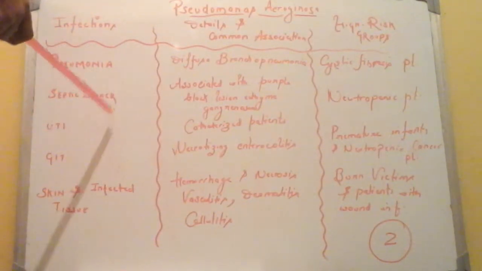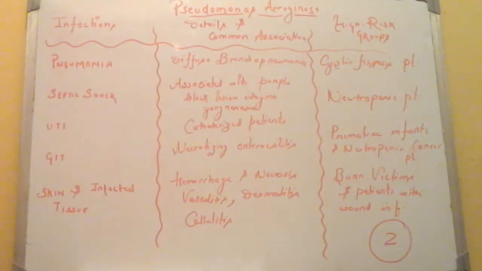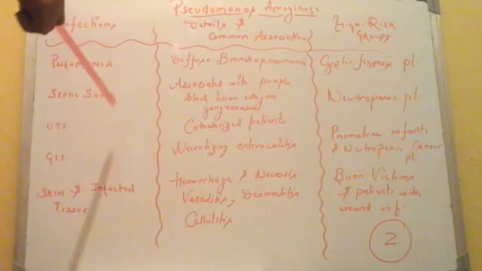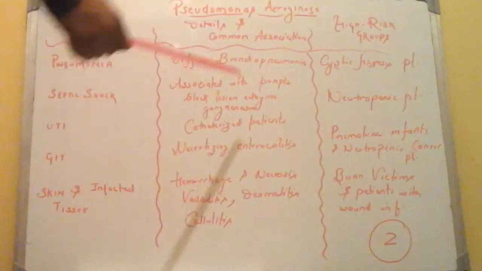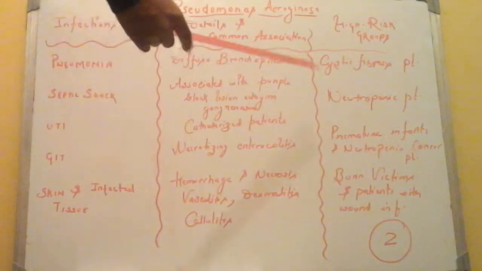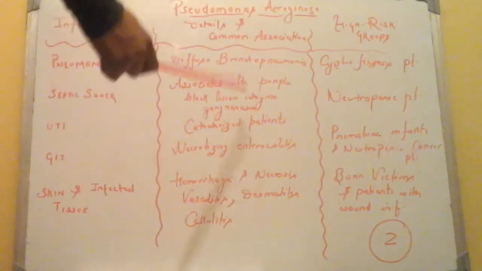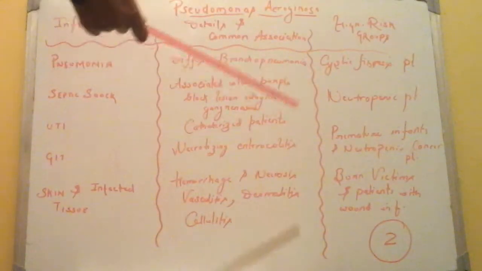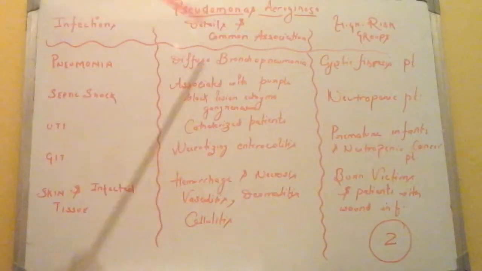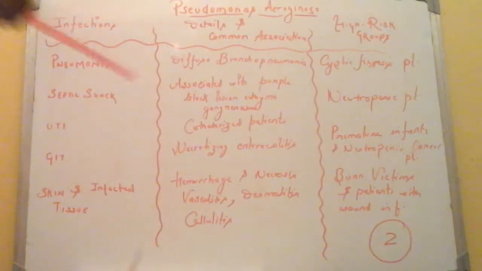Then we will talk about septic shock. Septic shock can have several causes, and one of the causes is Pseudomonas aeruginosa. This is associated with purple black lesions, ecthyma gangrenosum. So when the purple black lesion is being described, it is directly related to Pseudomonas aeruginosa. Then neutropenic patients will be at high risk.